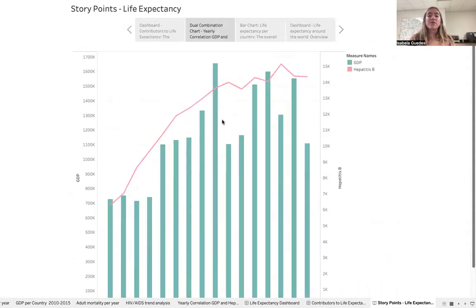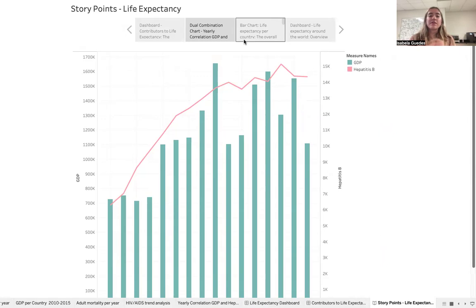The second one, as you can see, is the relationship between one factor that generates it and another factor that generates it. If there are multiple factors, how they correlate to each other. So you can see the GDP and the hepatitis, and how one increases and the other decreases, because those are again the factors that influence the country to have a life expectancy that is very low or very high.